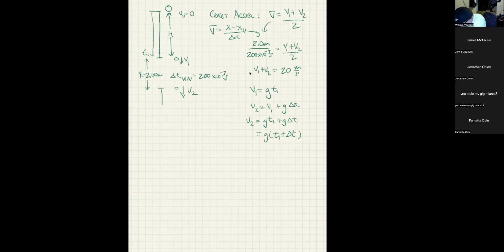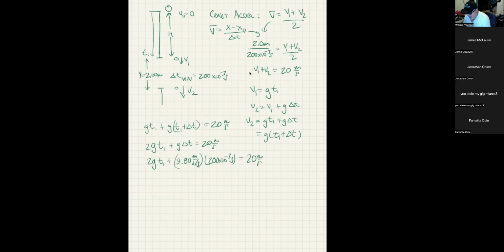So now I can say v1, which is equal to g t1, plus v2, which is g t1 plus delta t, is equal to 20 meters per second. And I can see that 2 g t1 plus g delta t is equal to 20 meters per second. Now I know g delta t, so I can say 2 g t1 plus 9.80 meters per second squared times 200 times 10 to the negative third seconds is equal to 20 meters per second.